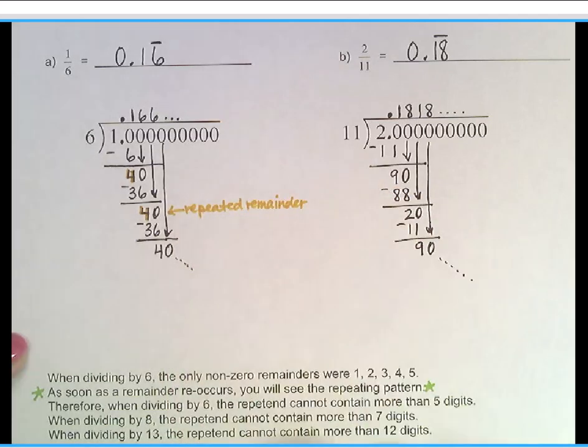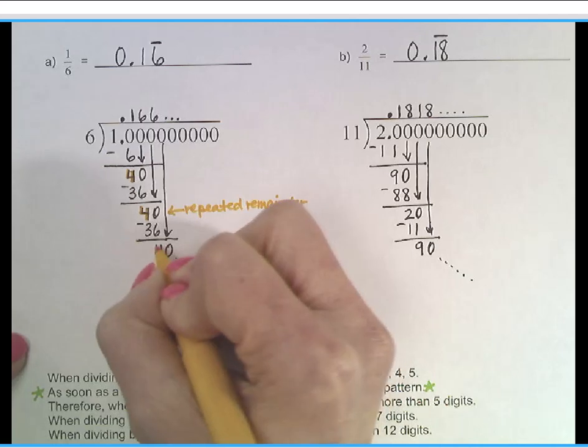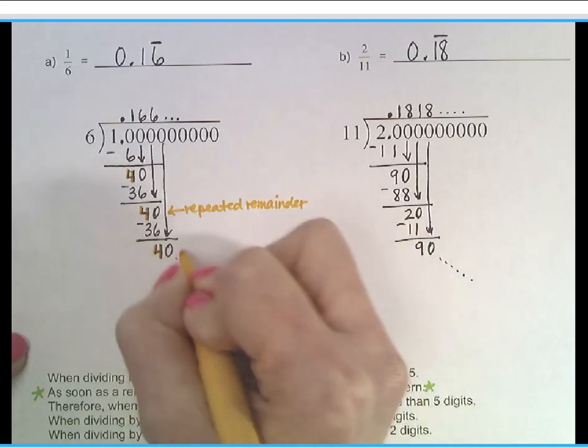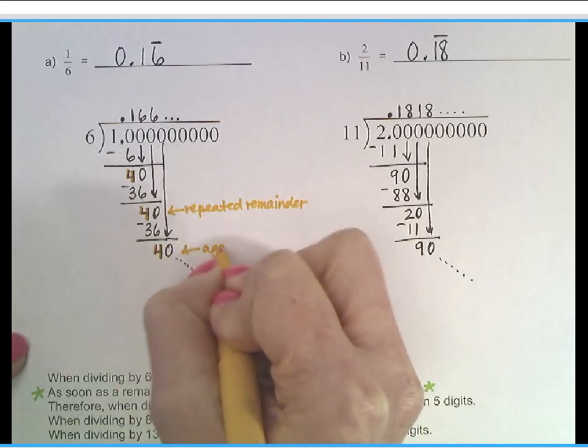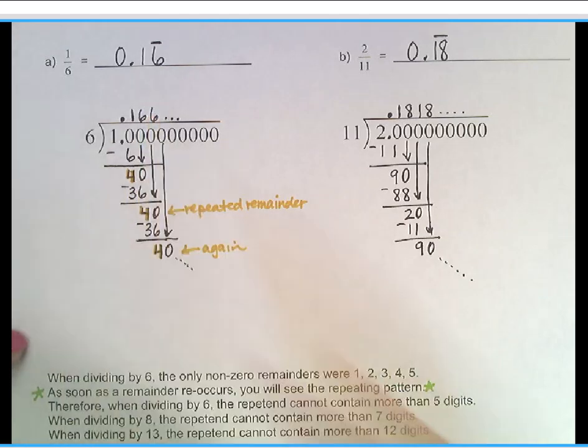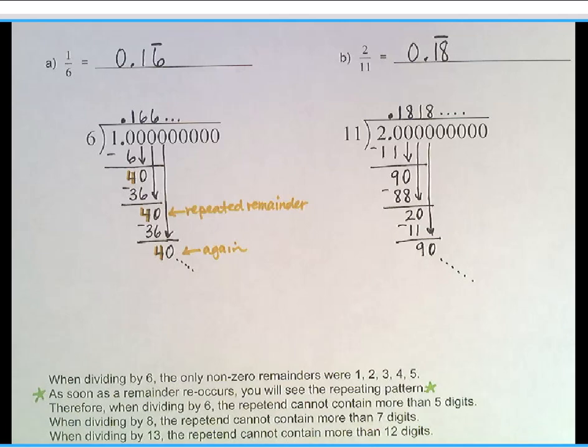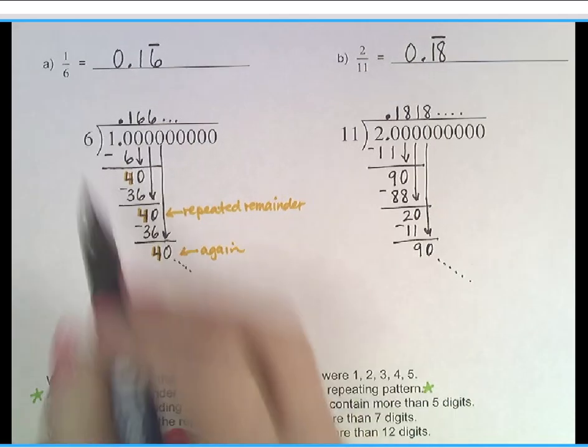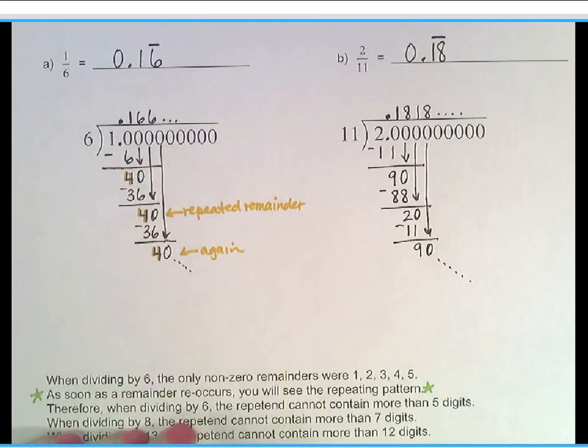And at that point, we could see that we were going to get a repeating pattern. And we divided again, there we got it again. We got the same 4. So the second you see it repeat, you know that you've got your pattern. Let's look at what happens over here. Now, if we're dividing by 6, we knew that the repeating block wouldn't have more than 5 digits.